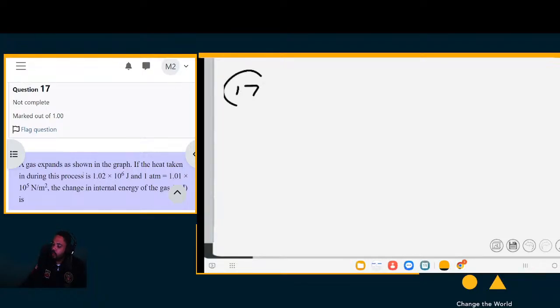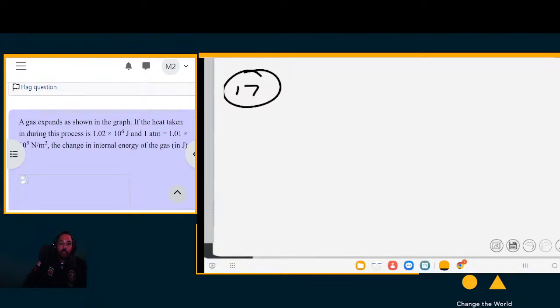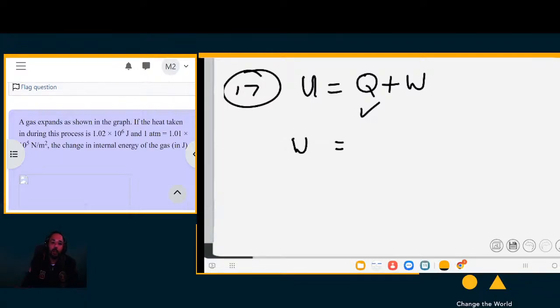This one we cannot do because there is no image provided. It says a gas expands as shown in the graph. If the heat taken in during this process is 1.02 times 10 to the 6 joules, and 1 atmosphere is equal to 1.01 times 10 to the 5 newtons per square meter or Pascal, the change in internal energy is. Now, the change in internal energy you get just by adding heat to the work. In this case you have been given the heat. You can calculate the work. Work is just the area under that graph that has been given, but they haven't given us the graph. So work will just be the area under that graph, and then you add those two and you have the change in the internal energy of the gas.